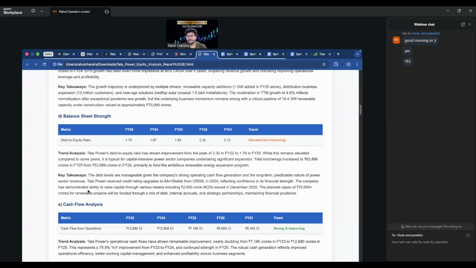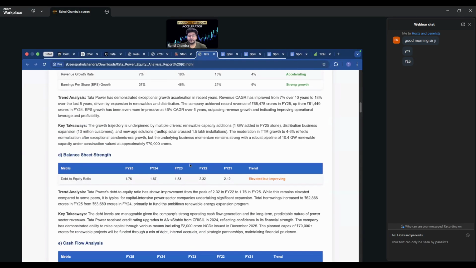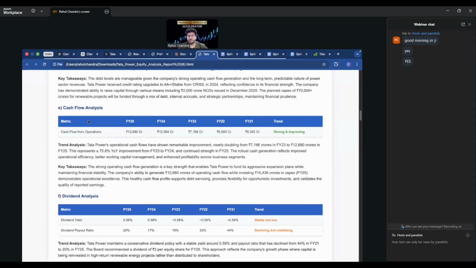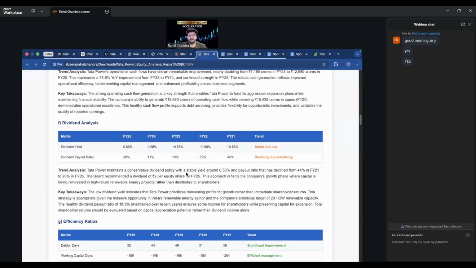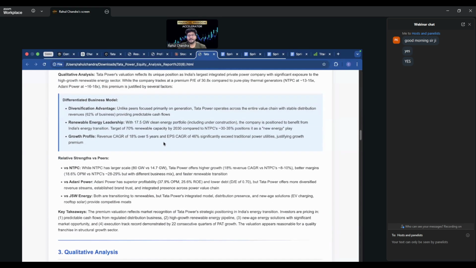The planned capex capacity of 70,000 plus crores for renewable projects will be funded through a mix of debt, internal accruals, and strategic partnerships. Correct? So it is so easy to understand, but it is so detailed and methodical. You don't need to do any number crunching on your own. Cash flow statement, it analyzes the cash flow from operations and helps you understand the trend. Dividend analysis, efficiency ratios, debtor days, working capital, all of it. It does all the calculations, analyzes all the trends, and then helps you understand it in simple English.